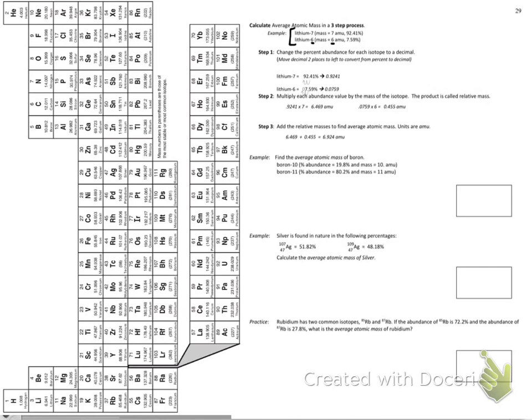Part of the information that you also need in order to figure out the average atomic mass will be the percent abundance. You can identify the percent abundance because it's always going to be listed as a percent. And that is not something that you have to figure out on your own. It'll be provided for you.